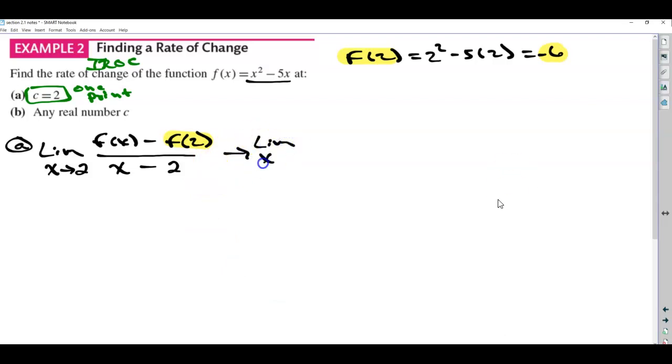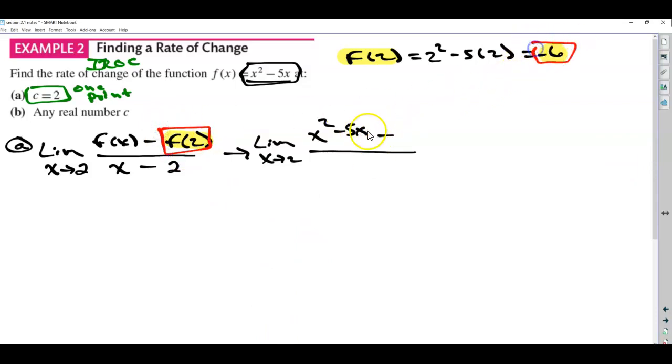I know the limit as x goes to 2. And now notice, f of x. Well, wait a minute. Don't we know what f of x is? We're going to replace f of x with what it's equal to. It's the entire function. And then we're going to subtract that from whatever f of 2 was. And that's what we just found right here, negative 6. Notice I'm going to just put parentheses because that's pretty important. And then we're going to divide by x minus 2, because 2 is the c.